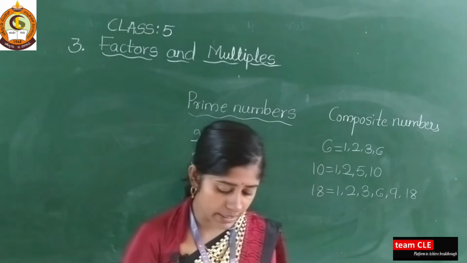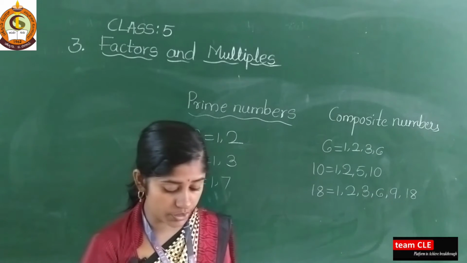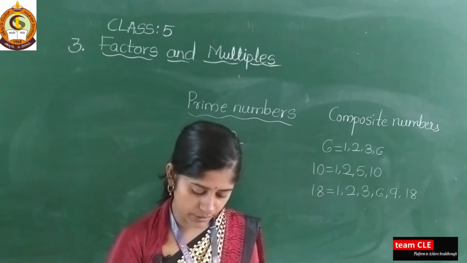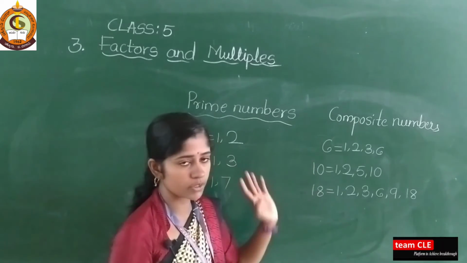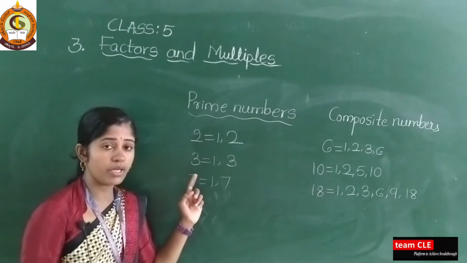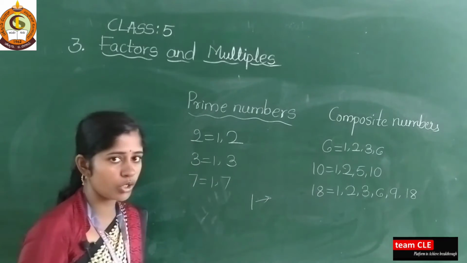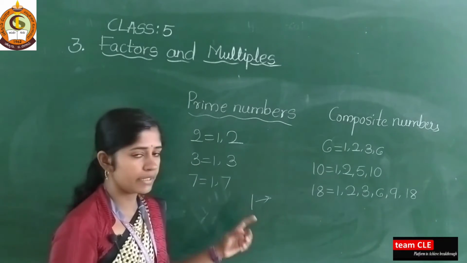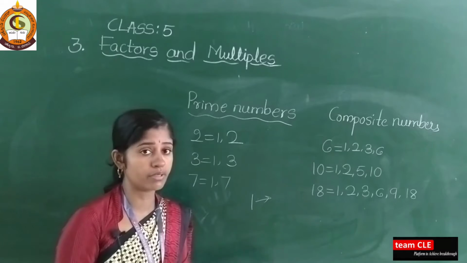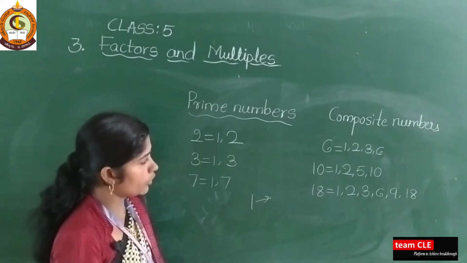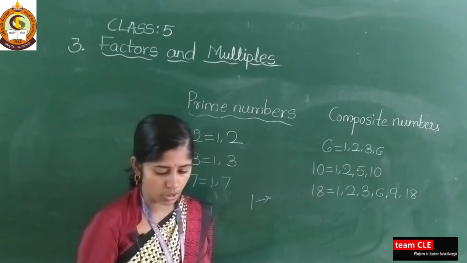See here, 1 is neither prime nor composite since it has only one factor, itself, and 2 is the only even prime number. Okay. So see here, 6, 10, 18 are there. No, they are composite numbers. 2 is the only even prime number, and 1 is neither prime nor composite because it has only one factor. There is only one 1's table. So 1 is neither prime nor composite. I hope you understood prime numbers and composite numbers.